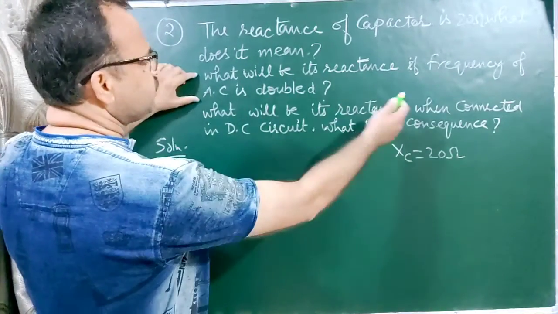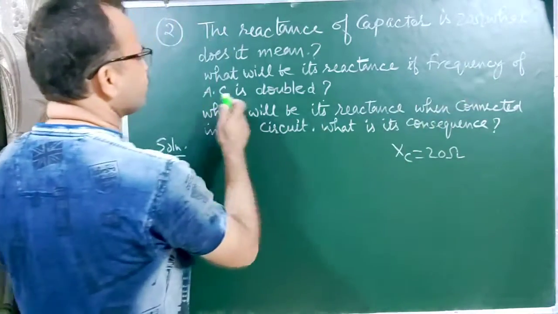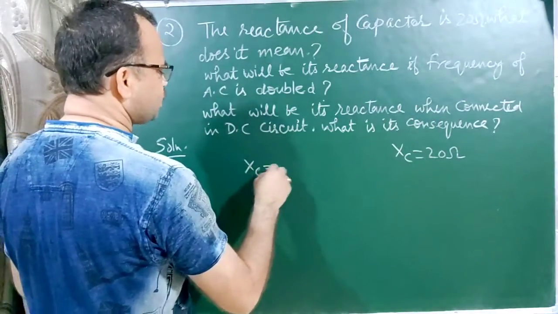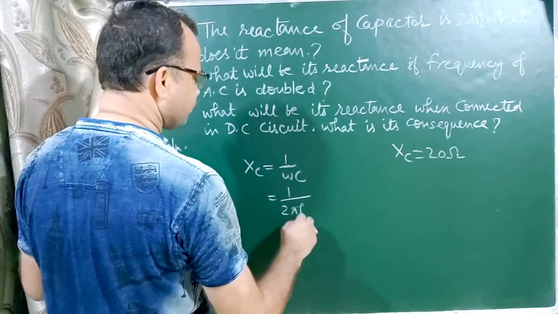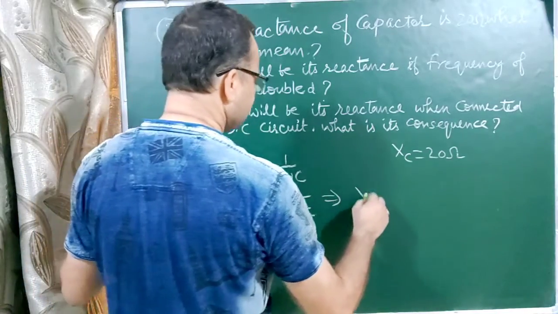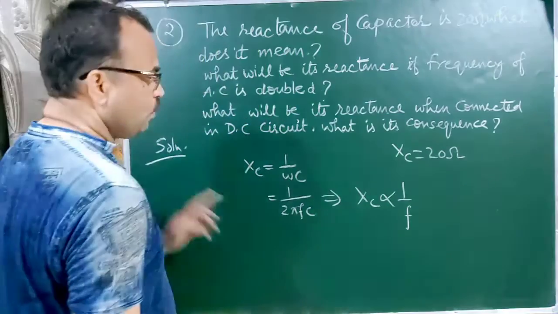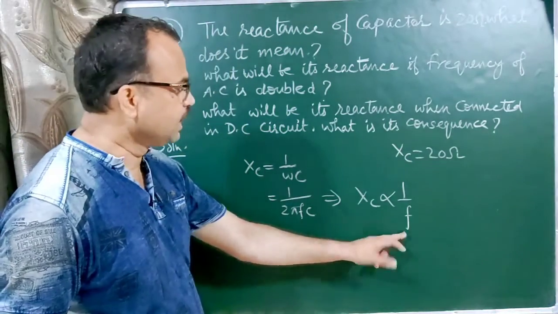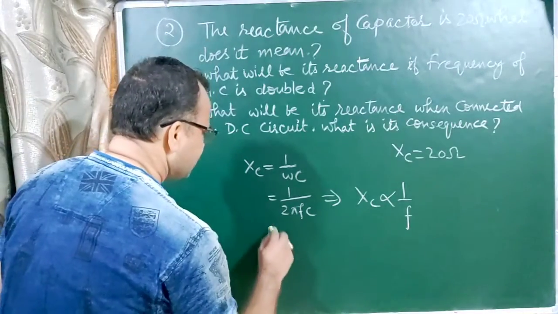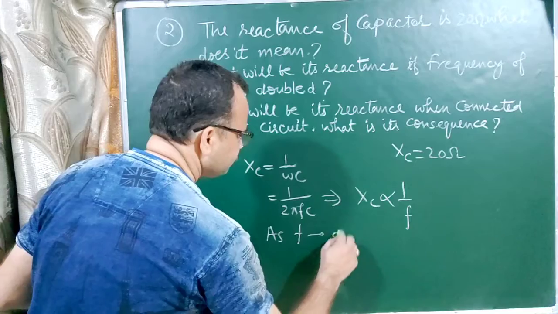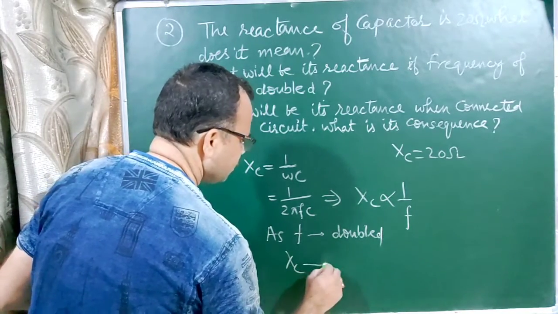So in second part, what will be its reactance if the frequency of AC is doubled? As we know that XC is equal to 1 upon omega C, and the value of omega is 2 pi f into C. This implies XC is inversely proportional to f. When f is doubled, XC will be halved.